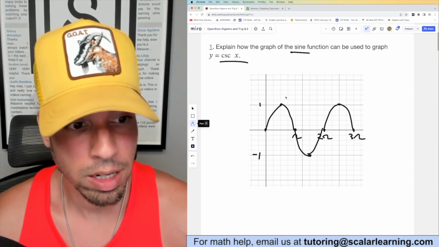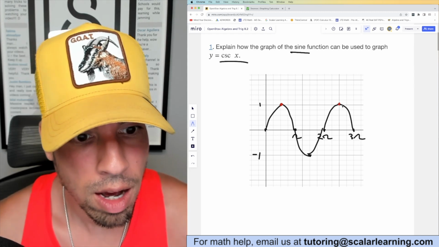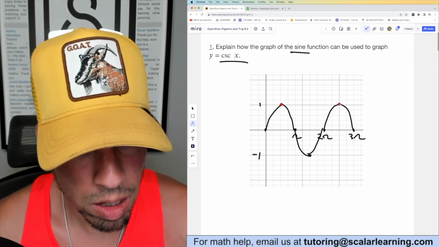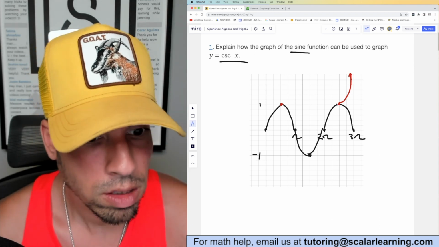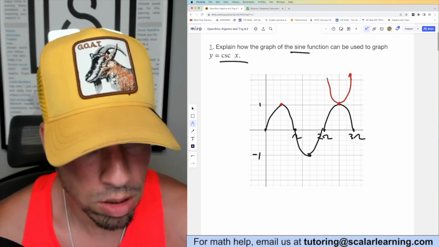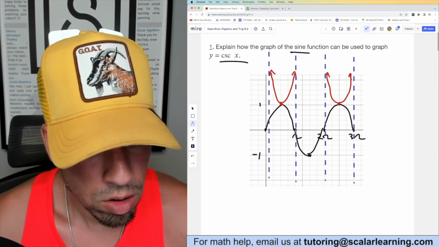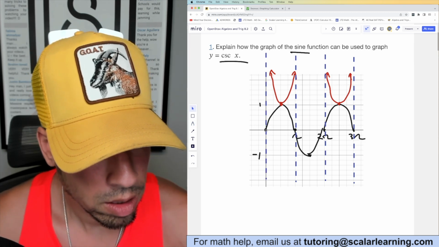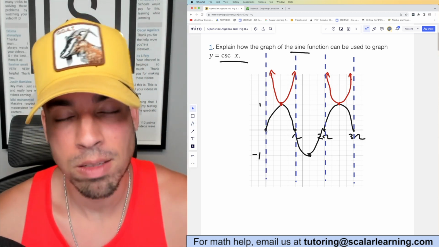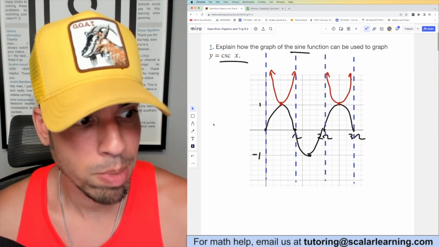Now to graph cosecant x, I'm going to take every point that's a max, and I'm going to draw a little parabola going up. And this parabola, however, is going to be bounded. It's not going to go off to the left and to the right forever. So I'm going to kind of do it like this. These boundaries are going to occur at all these points. And notice it's not a coincidence that the boundaries are occurring when the function value is 0. That makes sense because the reciprocal of 0 is undefined. So that's why we have these boundaries.